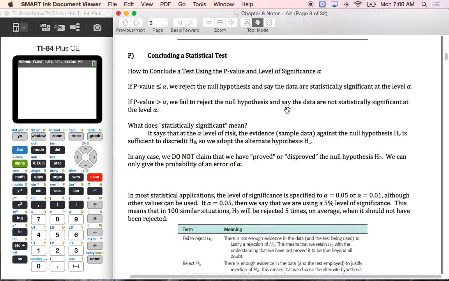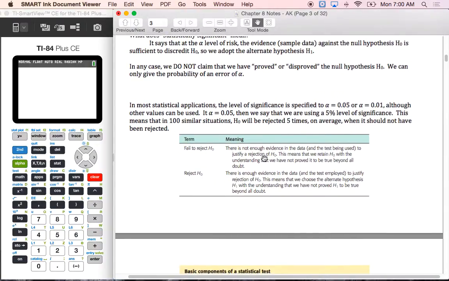A lot of the times they're going to give you an alpha of 0.05 or 0.01, as in 5% or 1%. If it is a 5% level of significance, this means that in 100 similar situations, the null will be rejected 5 times when it should not have been rejected. And here they give a little meaning to fail to reject and reject. If you fail to reject, there is not enough evidence to justify a rejection of the null. If you reject, there is enough evidence to justify the rejection.